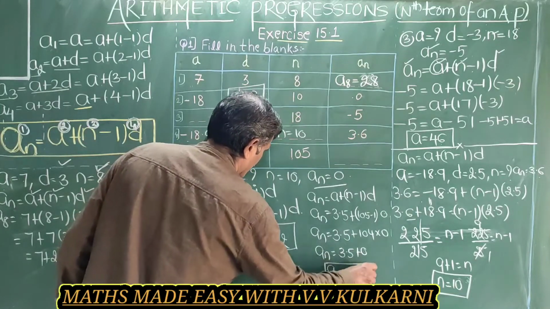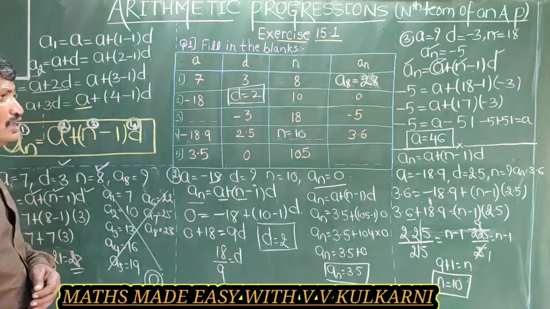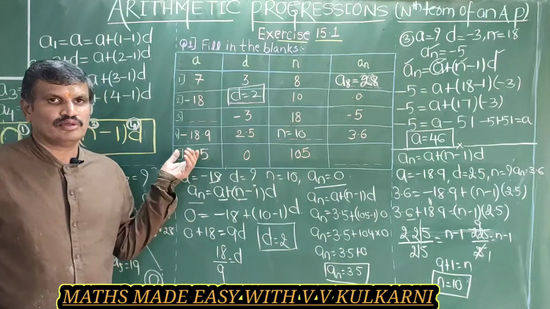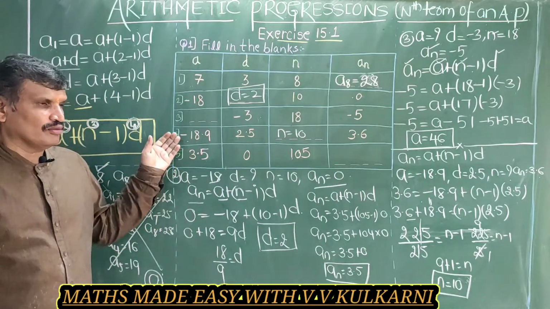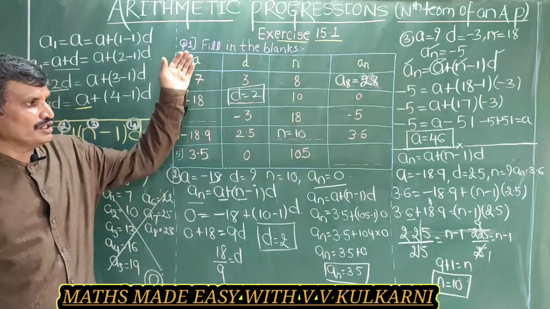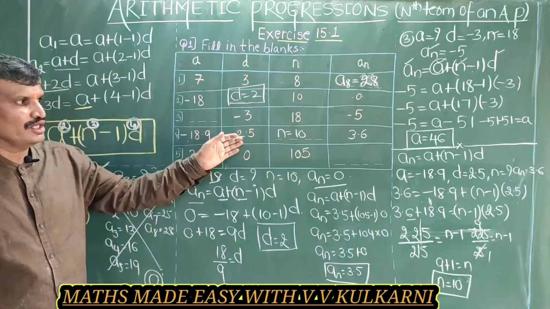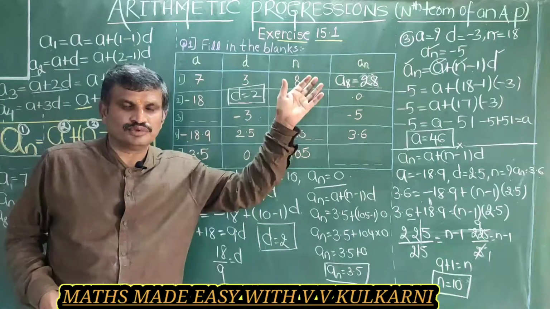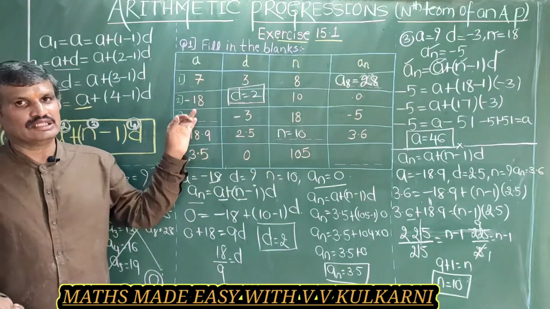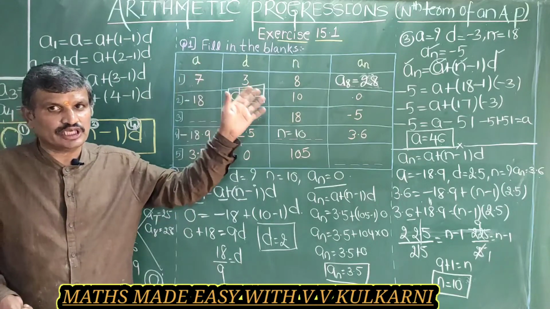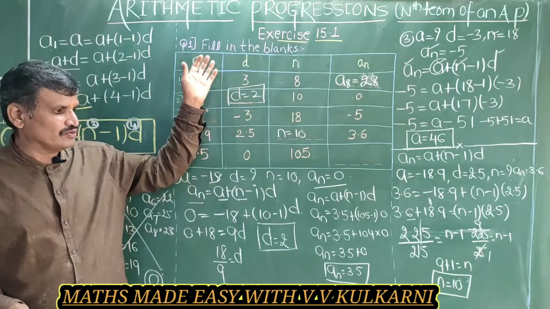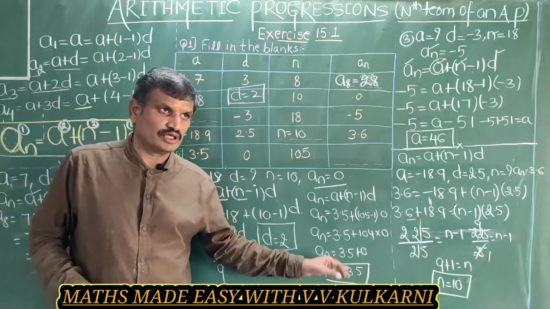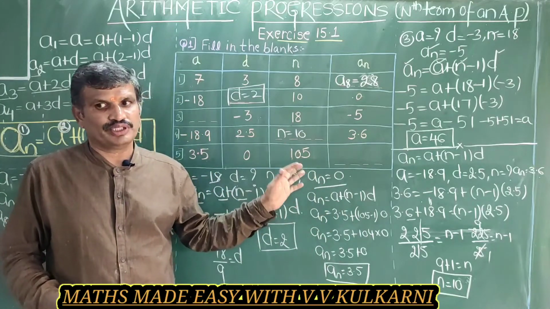3.5. Now children, actually I need not tell you this problem, because it is common sense that if the common difference is 0, then even if you write 105 terms or 2000 terms or 2 lakh terms, the first term and the last term are going to be the same, and that is why we are getting the first term and last term as 3.5.